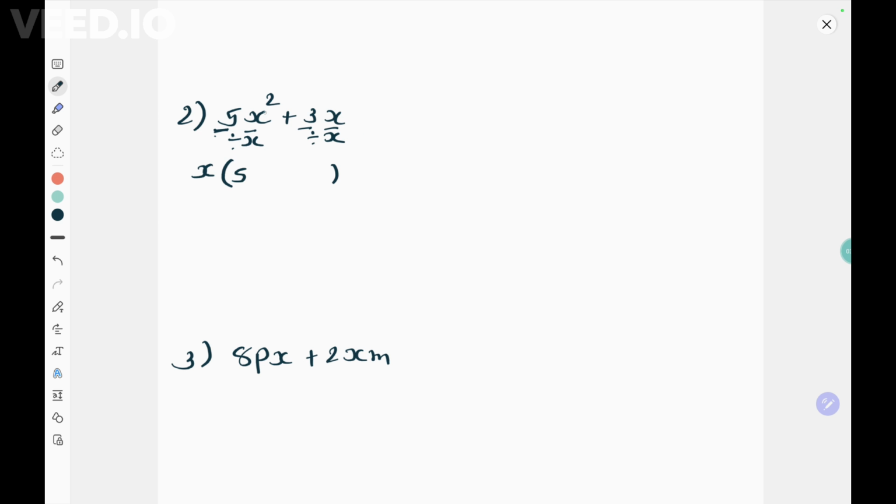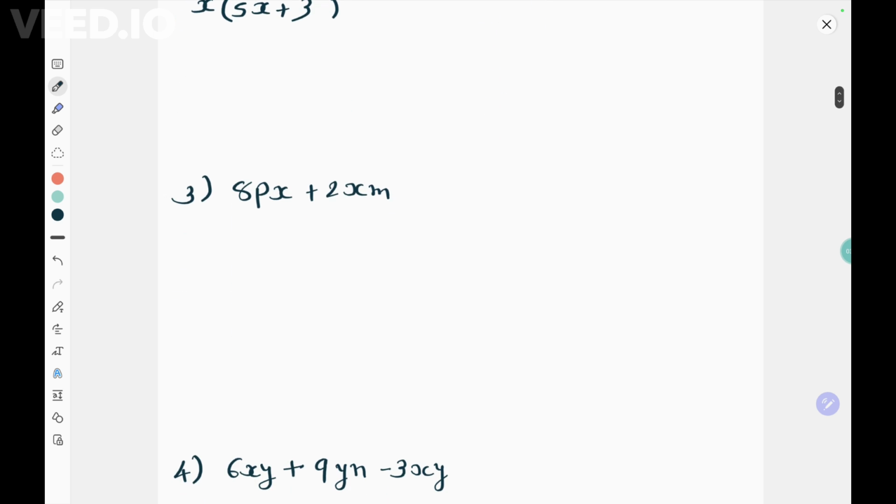So 5 remains as it is, and x squared divided by x, what does it mean? X squared means x times x, divided by x. So one x cancels down and one x remains, right? So 5x remains inside and one x goes outside, and in the second term x cancels down, so only 3 remains. So the answer is x in a bracket 5x plus 3. This is our final answer. Let's move on to the third example.